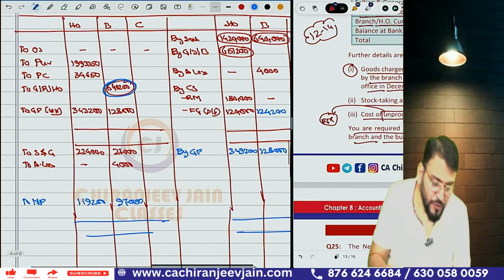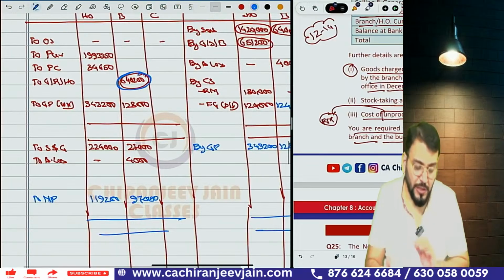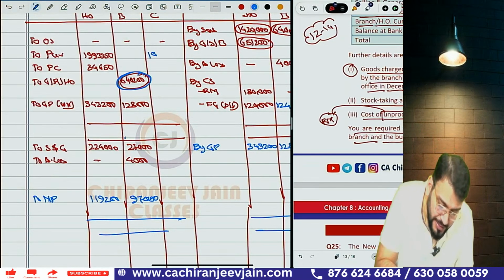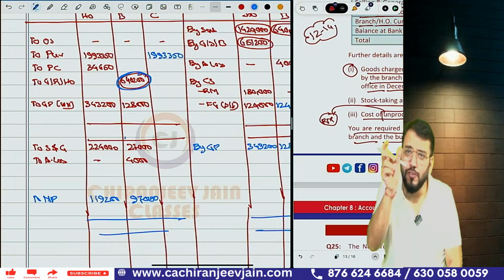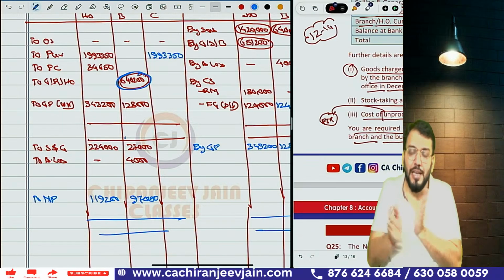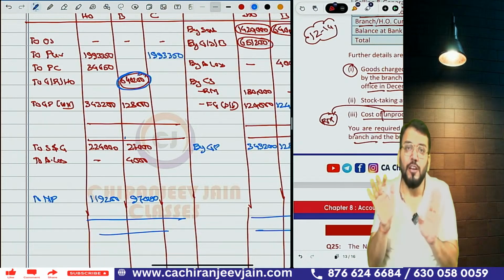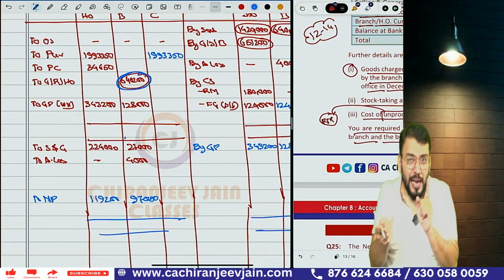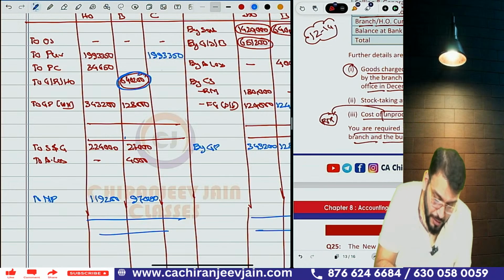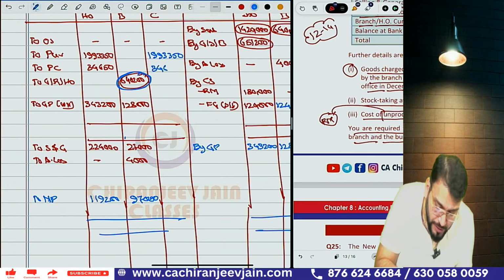Now, in consolidation, what will we do? We'll make the total. What is the total purchase? Total purchase is 19,93,350. But you can see in the consolidation column, only transactions with other parties will come. Any transaction between branch and head office will not come. Means goods sent to branch and goods received by the branch will not come, because consolidation is from the entity point of view. Processing cost will come 34,650.